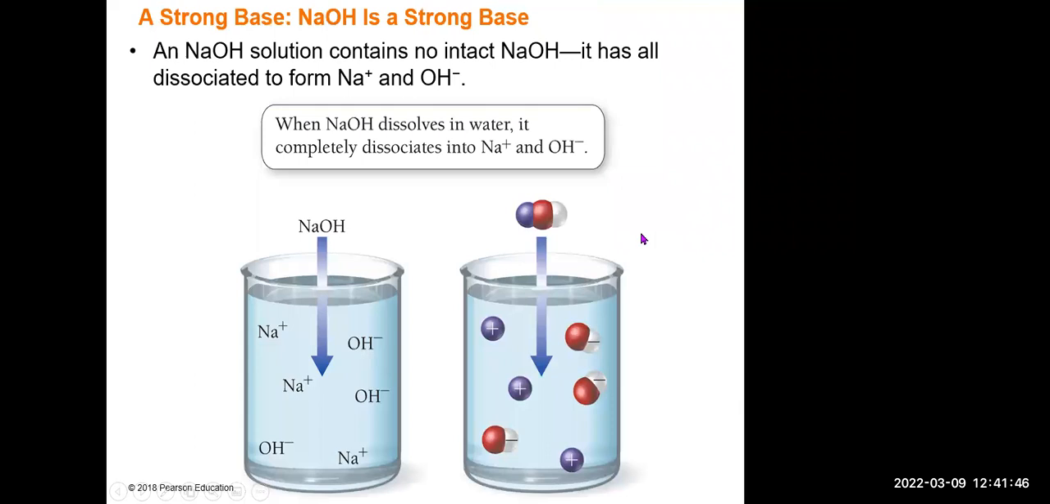So again, an NaOH solution contains no intact NaOH. It has all dissociated into Na plus and OH negative. When NaOH dissolves in water, it completely dissociates into Na plus and OH negative. Here the formula has a picture. Either way, it shows you we don't have any NaOH together, they all separate.